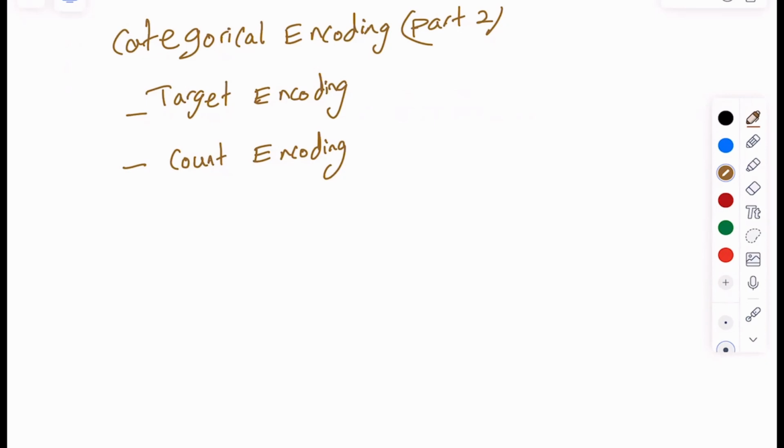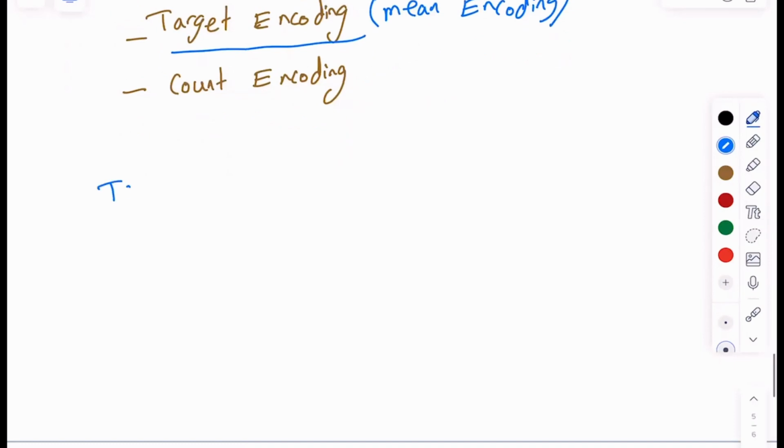These two also are not really that familiar, I assume, to a lot of the audience. So what's target encoding? This actually is considered a very strong technique for encoding categorical variables. It's also known as mean encoding. Some people call it likelihood encoding. So now let's see what that is exactly. Target encoding, target or mean encoding.